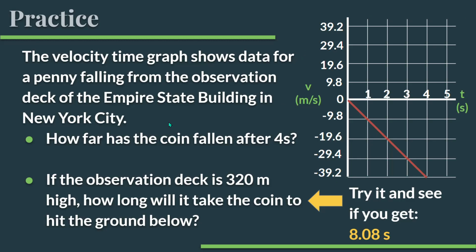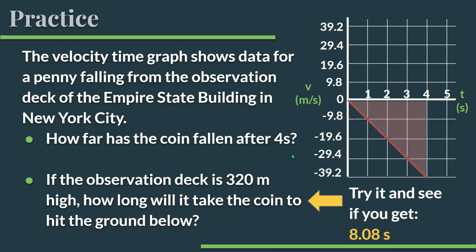All right, here's another example with a graph. It says the velocity time graph shows data for a penny falling from the observation deck of the Empire State Building in New York City. How far has the coin fallen after 4 seconds? You could calculate this, or you could use my graph. Looking at my graph, if I want to figure out how far, I just have to find area. This is the velocity time graph, area between my x-axis and my data. We call it area under the curve, but it's between my x-axis and my data. So at 4 seconds, it's this triangle right here. If you find the area of that triangle, that will give you your displacement.